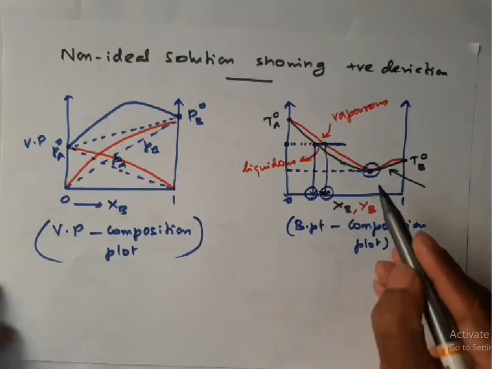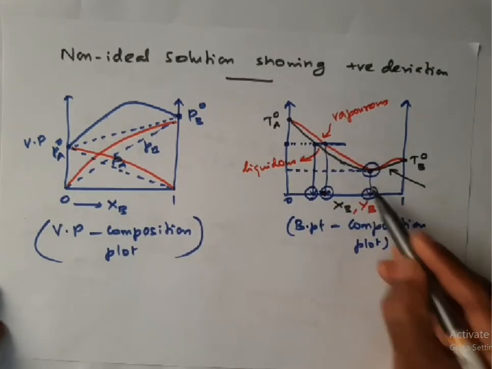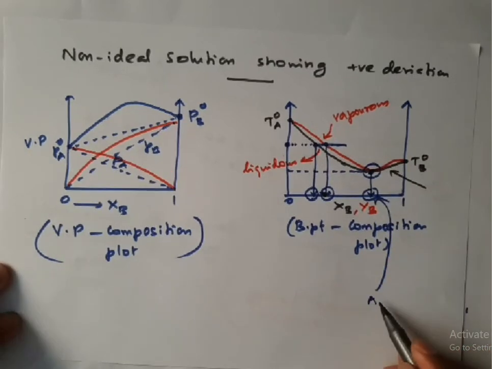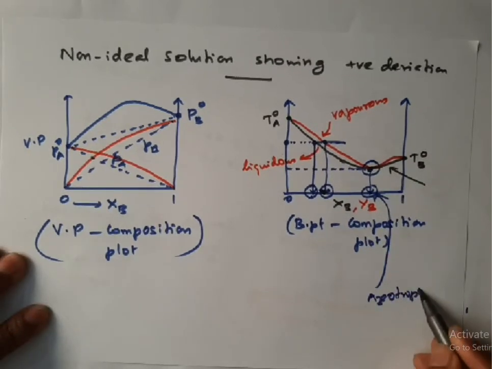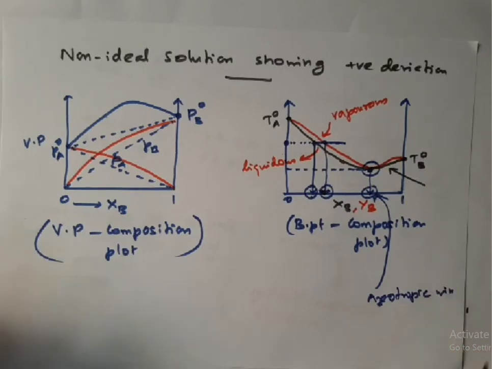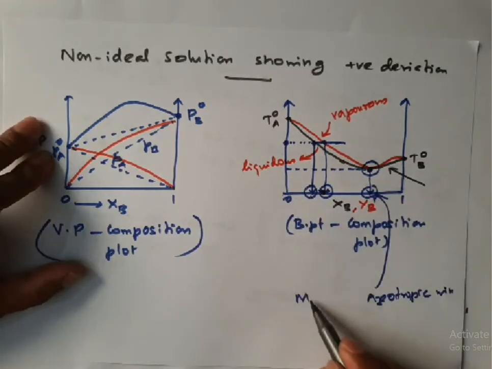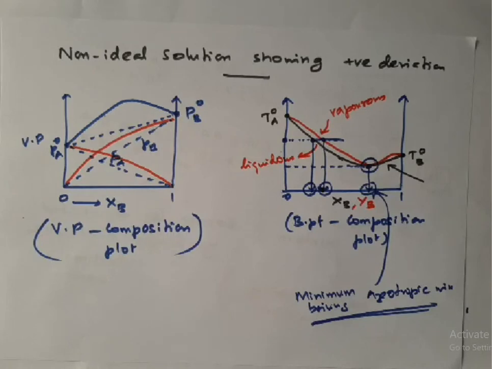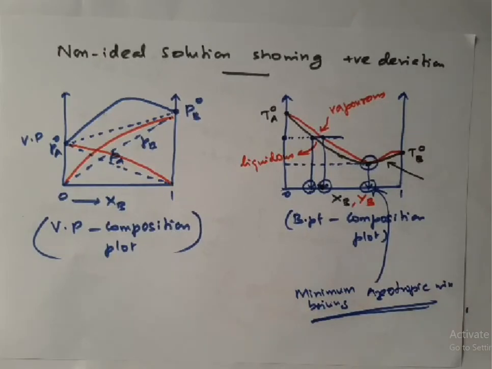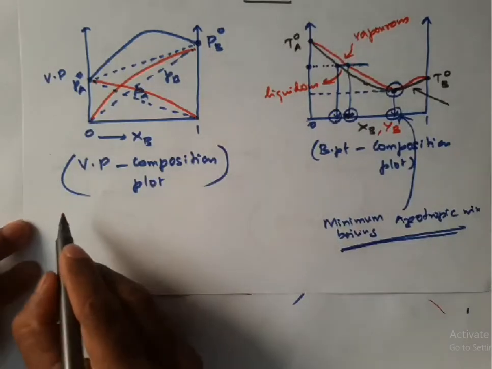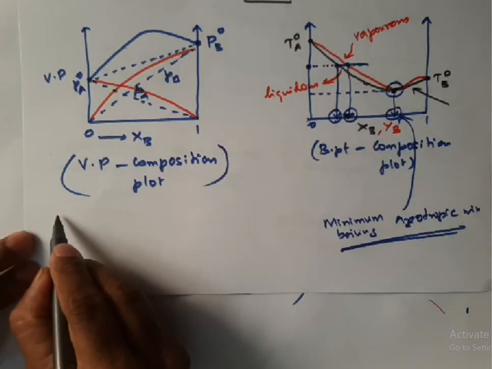That composition is what we call an azeotropic mixture. And this azeotropic mixture has the lowest possible boiling point, so it is called a minimum boiling azeotropic mixture. This is a very, very important point. Keep this in mind. This is called a minimum boiling azeotropic mixture. Here I would like to put some information. You have to keep this in mind.